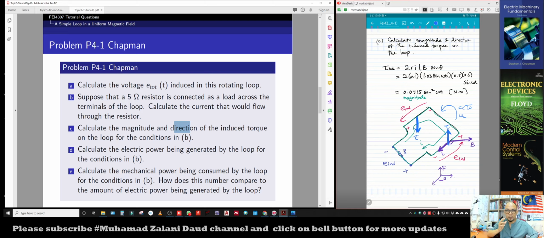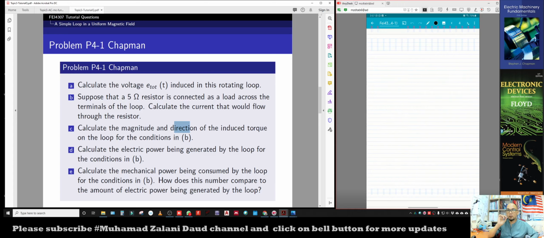So in this particular example, we know that the torque direction is the same as the initial rotation, which is the counterclockwise direction. That is the magnitude, and the direction of the torque is also counterclockwise. Okay, so that is for C.